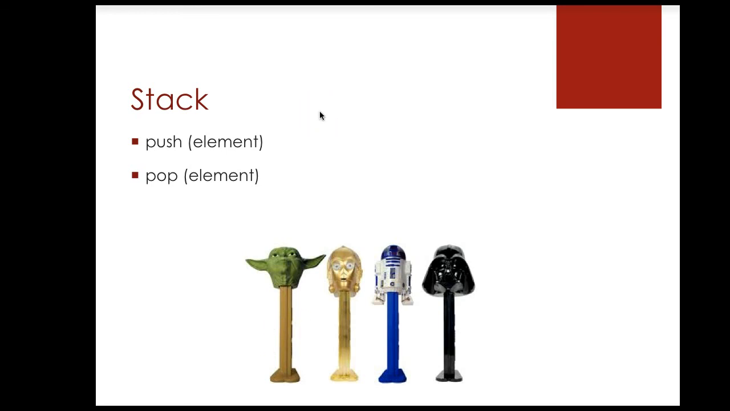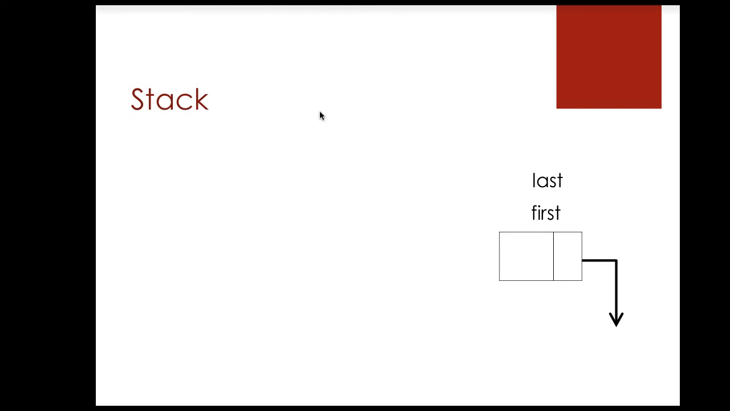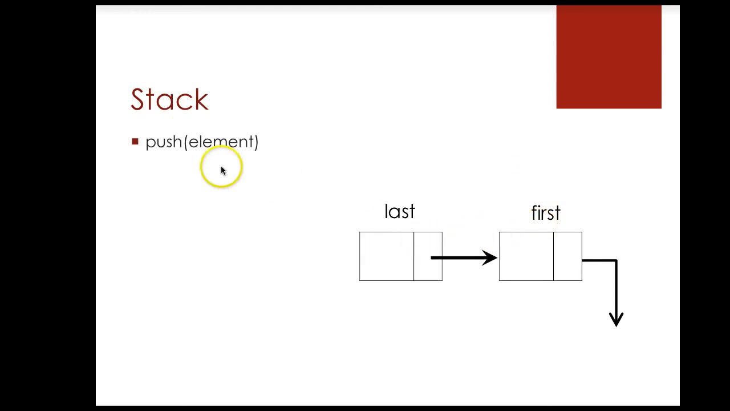So in a linked list, if we have a stack, we begin with last and first pointing to the same node. Now notice that a stack is nothing but another list. It's yet another linked list. The difference between the stack and any other list is the way in which we access and operate on the elements. So as I said, we have last and first in here. When I push an element, I move last right here.